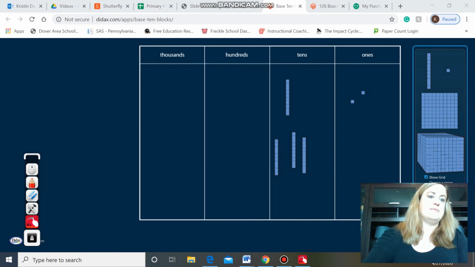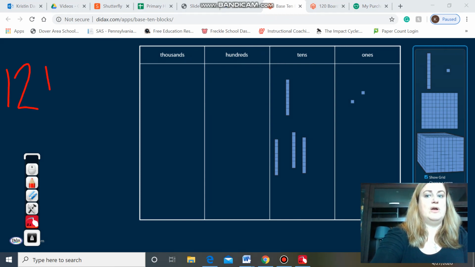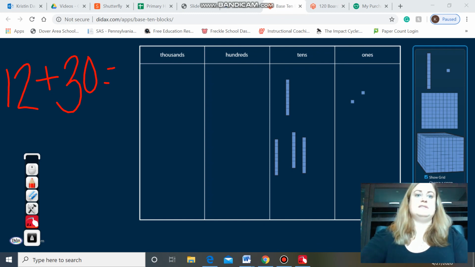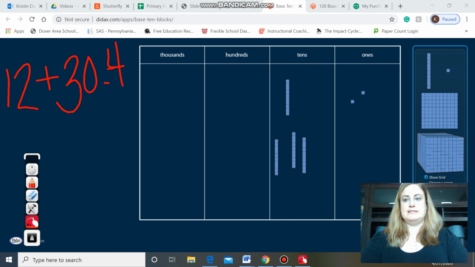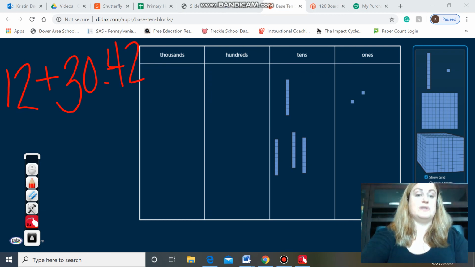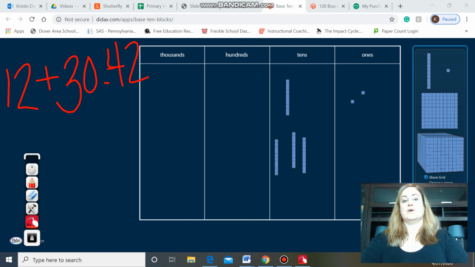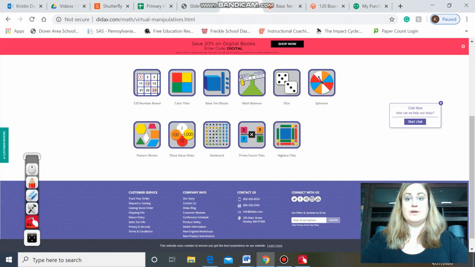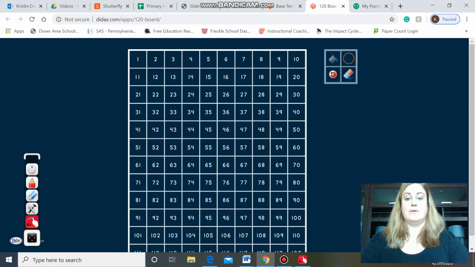So if I go back to my problem, 12 plus 30, what would my answer be? So we'll just count what we have here. We have 4 tens, so 4 in the tens place, and my 2 stayed the same. So my answer would be 42. So that's 2 different ways that we can add tens, using tens blocks or using our hundreds chart.